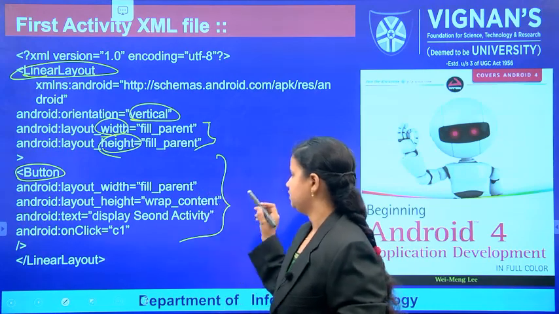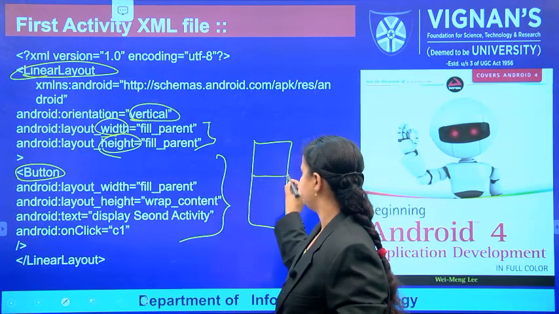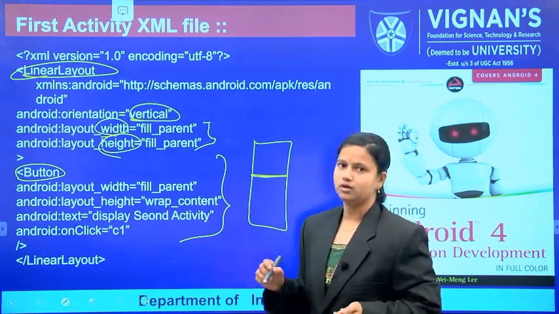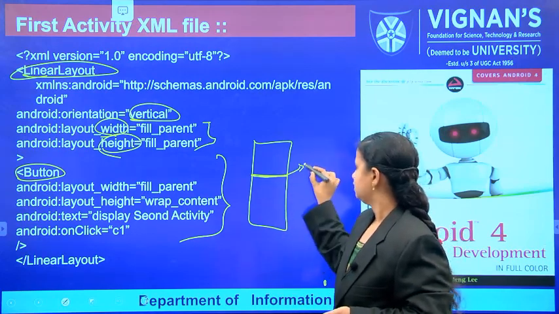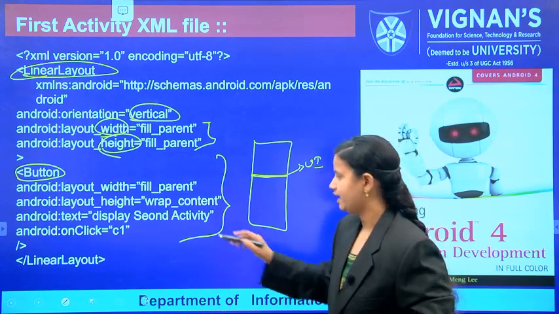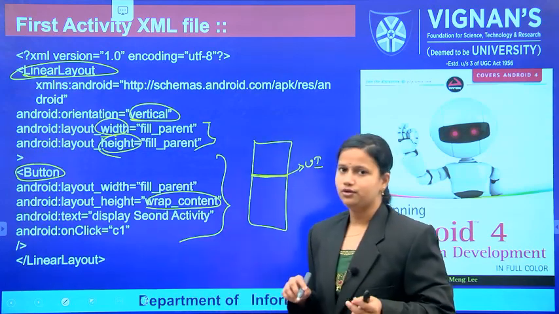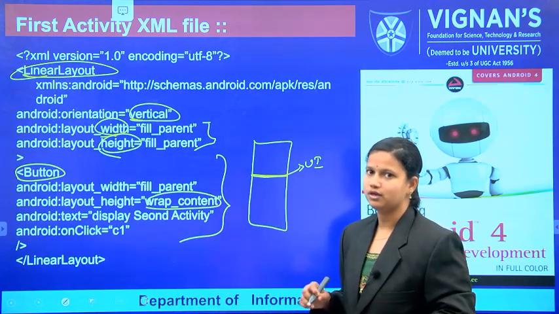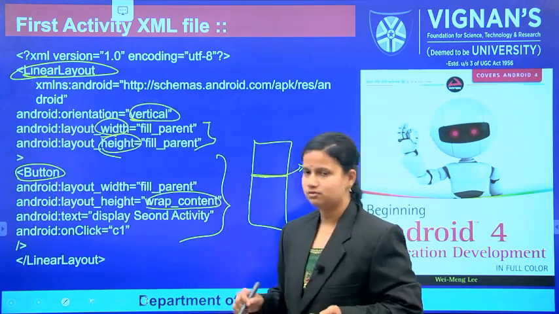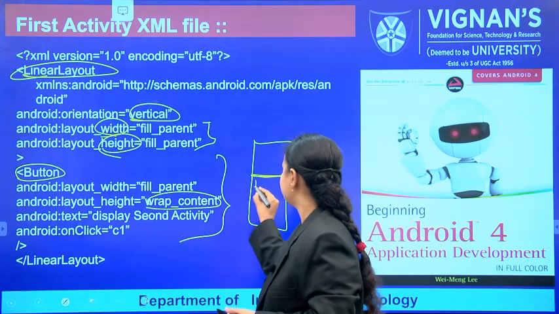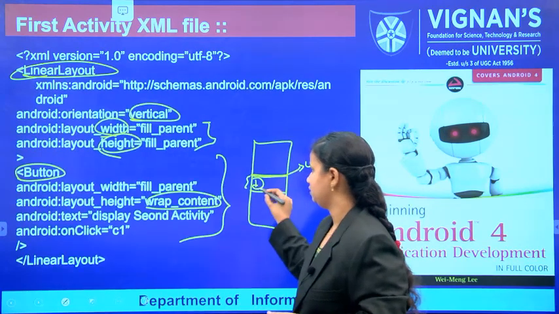When you see the width is fill parent, that means the button width is equal to whatever the available size of your user interface. And the height is wrap content, which means the height allocated is just the height of the text in your button. Display message is the text, so the button height is only for this place.